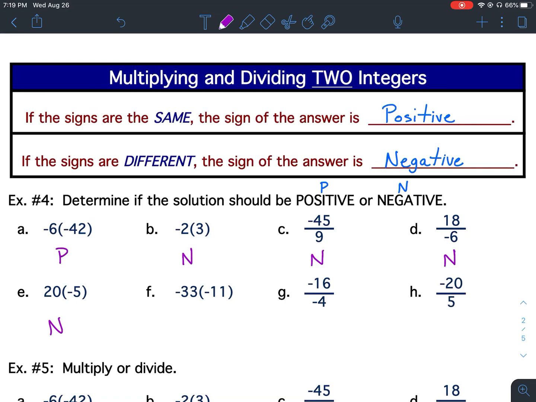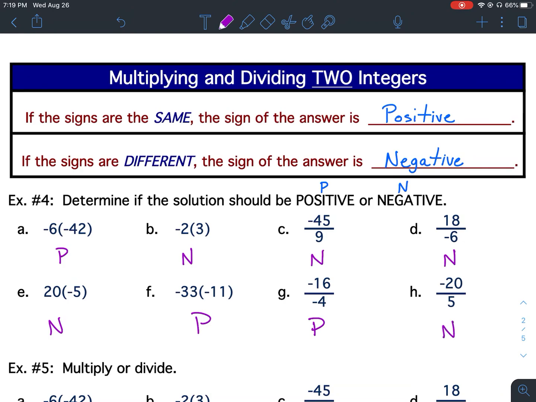For F, you have a -33 and a -11. This time the signs are the same, so your answer will be positive. For G, -16, -4, the signs are the same, so your answer will be positive. And then for H, we've got a -20 and a +5. Those signs are different, so your answer should have been negative.